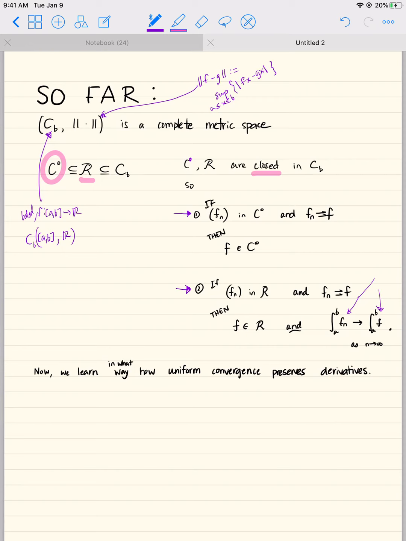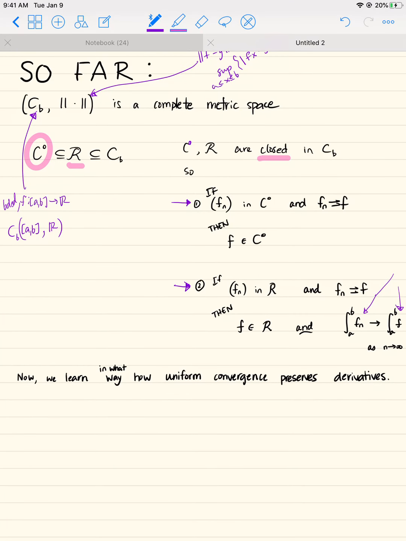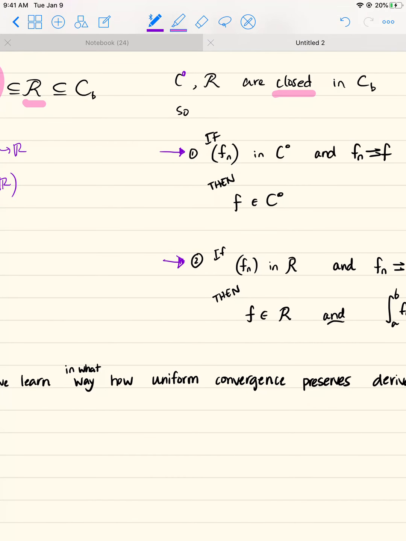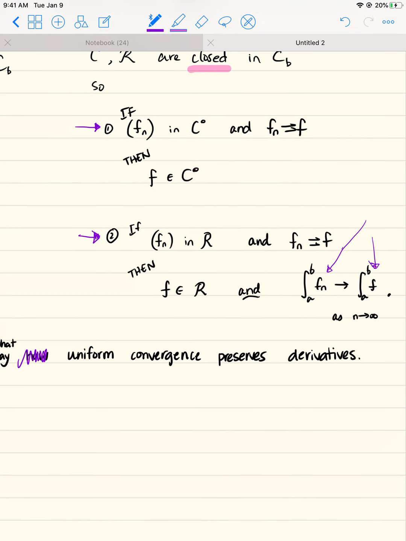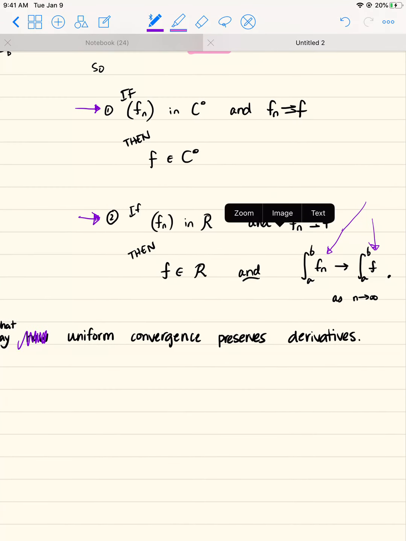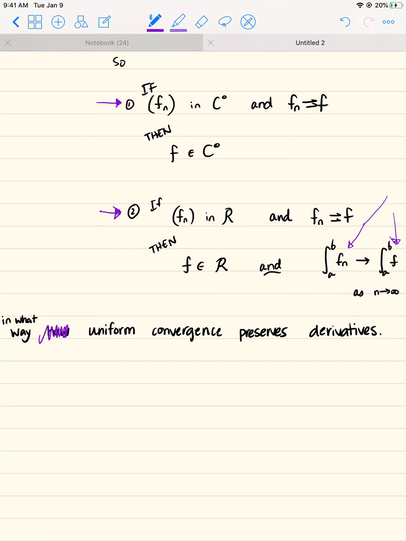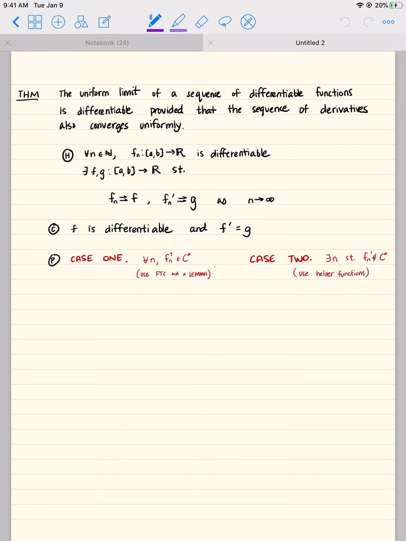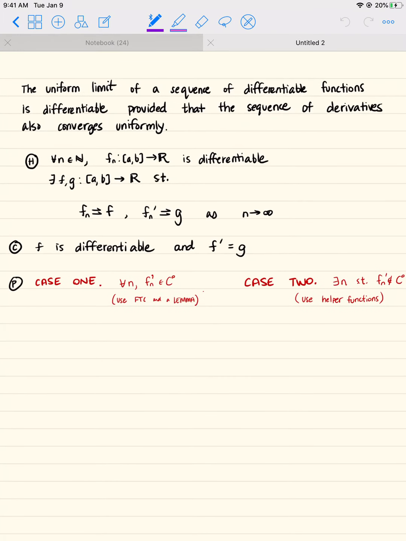Okay? And now our goal is to learn in what way, not how, in what way uniform convergence preserves derivatives. So we've already seen that it preserves continuity, it preserves integrability, right? It also preserves uniform continuity. So now we're going to look at uniform continuity and derivatives. Okay, so here's the official theorem.